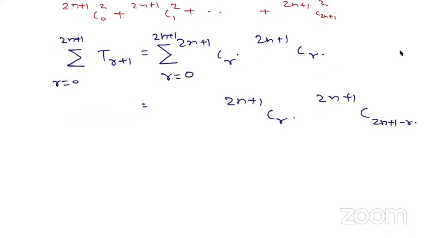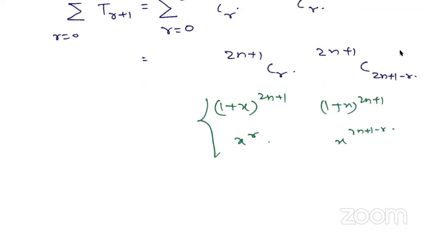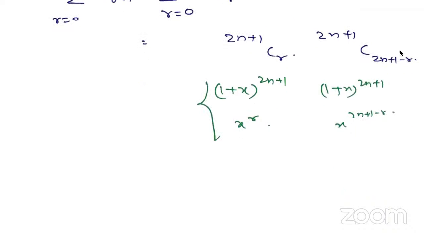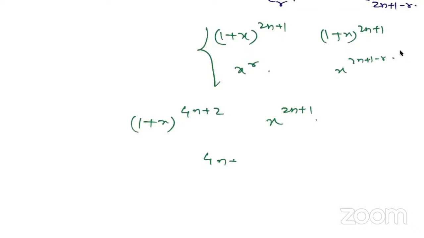So overall, what you are getting in this case is, in the expansion of (1 plus x) to the power 2n plus 1, the coefficient of x to the power r, and in (1 plus x) to the power 2n plus 1, the coefficient of x to the power 2n plus 1 minus r. So overall, we have to multiply both, and we are getting, in the expansion of (1 plus x) to the power 4n plus 2, x to the power 2n plus 1, or this will be (4n plus 2)C(2n plus 1).